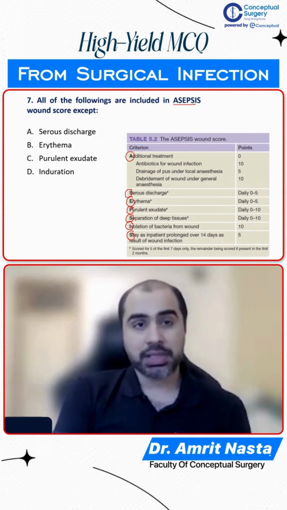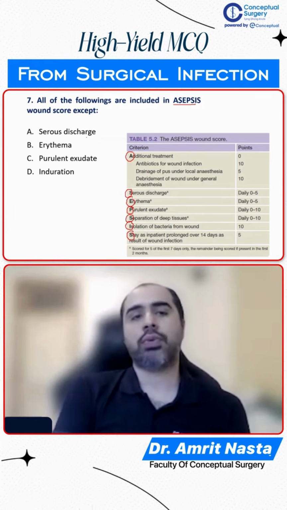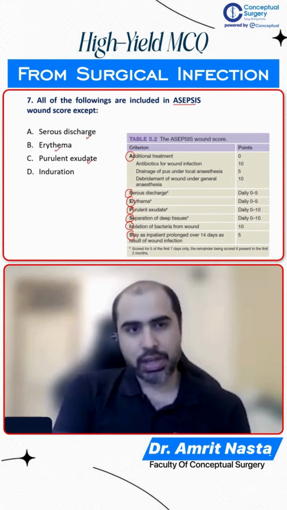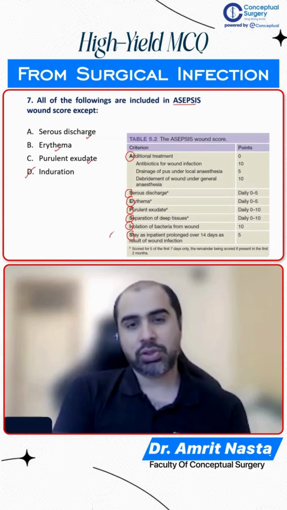But where will you make a mistake? Is serous discharge a marker of wound infection? Of course it is. Pus, obviously it is. Erythema is, right? It is also in Southampton score. I for induration is wrong. I stands for isolation of bacteria.